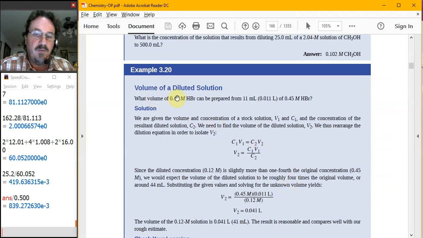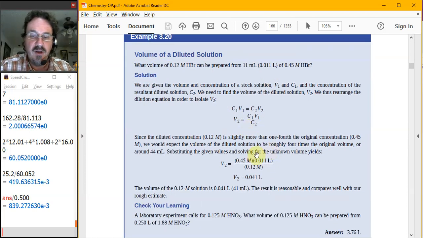What volume of 0.12 molar HBr can be prepared from 11 milliliters of 0.45 molar HBr? Okay, so I look at this and I realize they're diluting it. They're starting off with 0.45 molar, that's the concentration initial, and they're diluting it to 0.12 molar final. So there's my C1 and my C2. My V1, 11 milliliters, or in other words 0.011 liters, that's my initial volume, V1, and they're asking me, hey, what volume? So they're asking me to calculate for V2. All right, so C1V1, C2V2, plug it all in, turns out to be 0.041 liters, or in other words, 41 milliliters. Pretty straightforward.